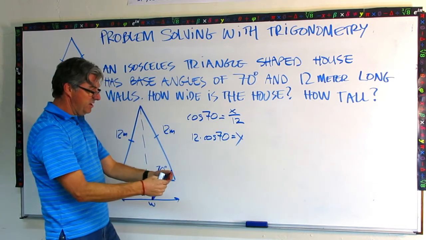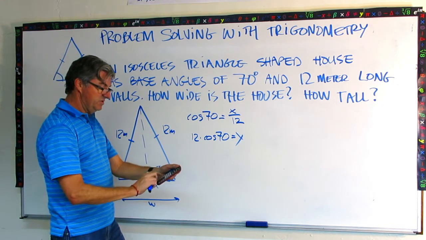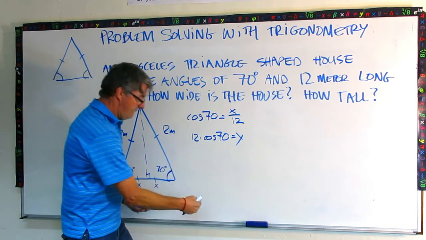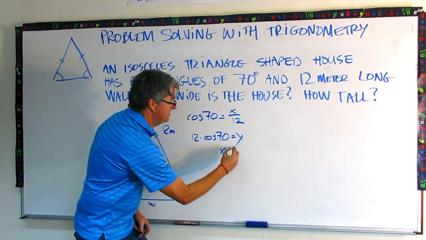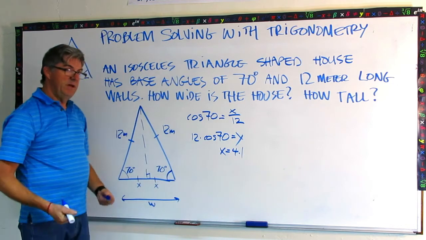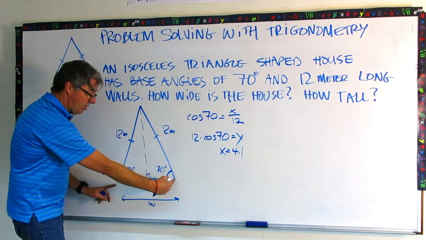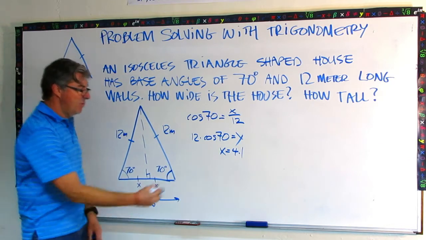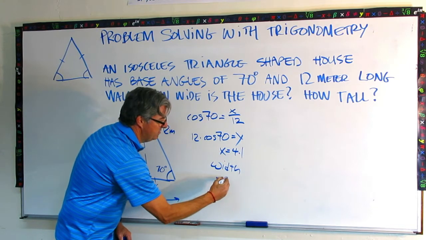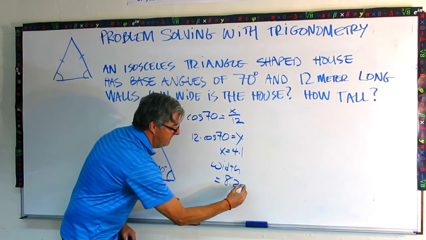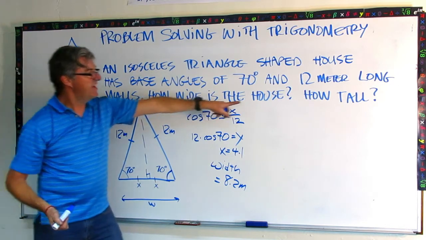Pull out my calculator. 12 times cosine 70 equals 4.1. So x is 4.1. Now I'm not done. My width is twice x. So this whole distance is going to be 8.2. So width equals 8.2 meters. So that's the first question. How wide is the house?